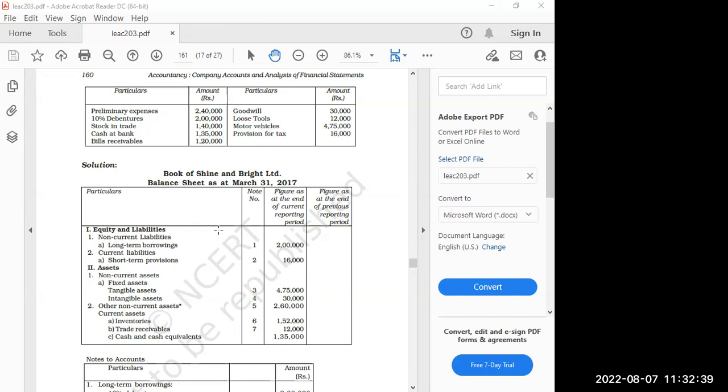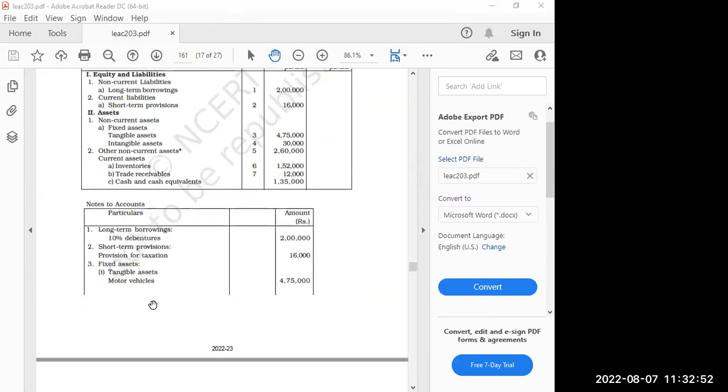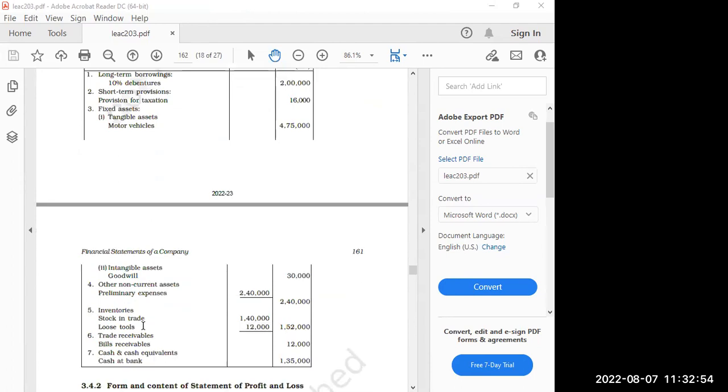Sorry. Stock in trade is an asset that comes under inventory. Okay, that comes under inventory. So other non-current assets, under that we have some heading. Note number 5. Look at note number 5. In note number 5, we have taken inventory. Why inventory?